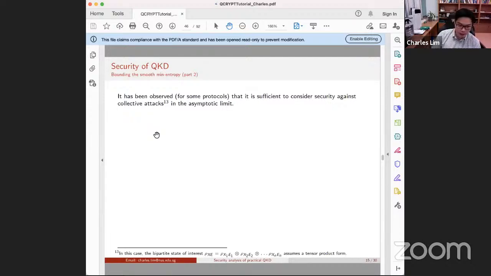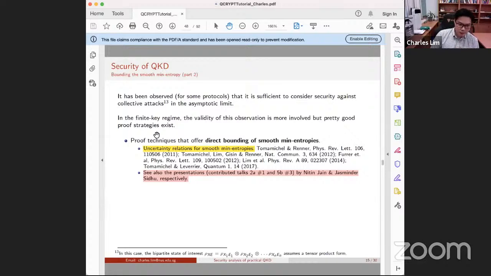But what we're after here is actually not the asymptotic limit. We're looking at the finite key security of QKD. So this observation is not exactly watertight when you consider finite key sizes, but pretty good proof strategies actually exist, and I'll just go through some of them for concreteness. The most recent one, to the best of my knowledge, is one that allows you to directly bound this min entropy, and this is based on a technique called entropic uncertainty relations, right? Using this technique, people have found ways to directly bound this min entropy of protocols related to discrete variable, decoy state, as well as continuous variable systems, right?